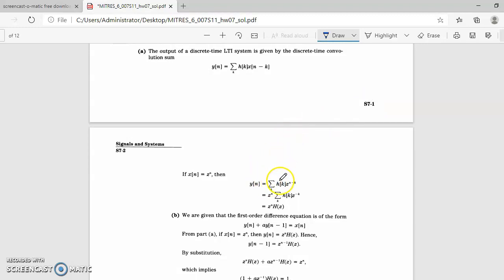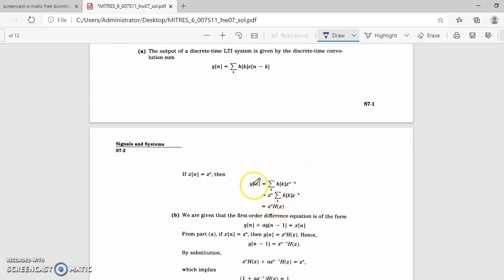So y[n] is obtained by substituting h[k], and x[n] is replaced by z^n, with the delay expression n−k. So our expression is h[k]·z^(n−k), which is z^n times the summation over k of h[k]·z^(−k). This entire expression, using the linearity property, we write as z^n·H(z).